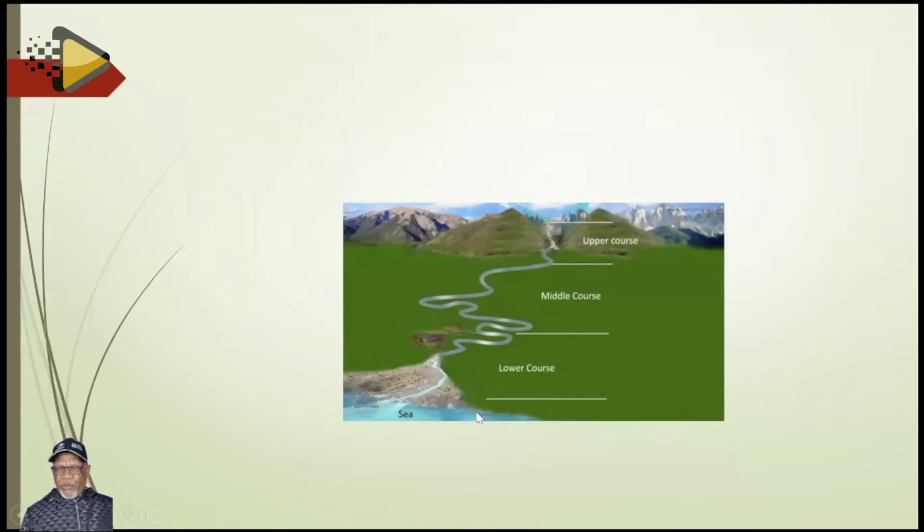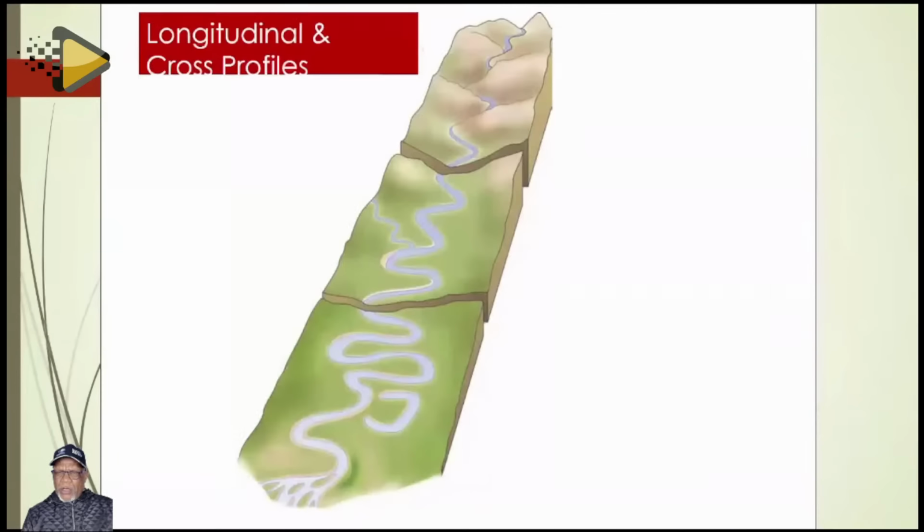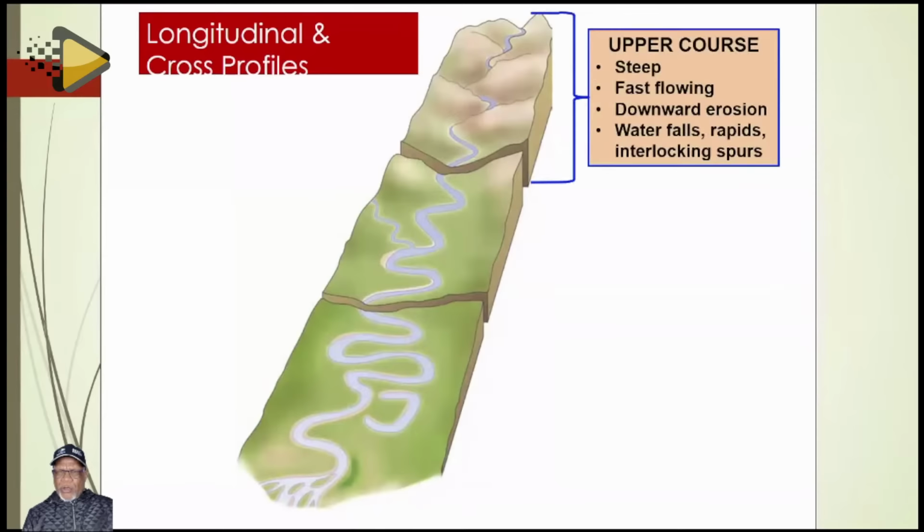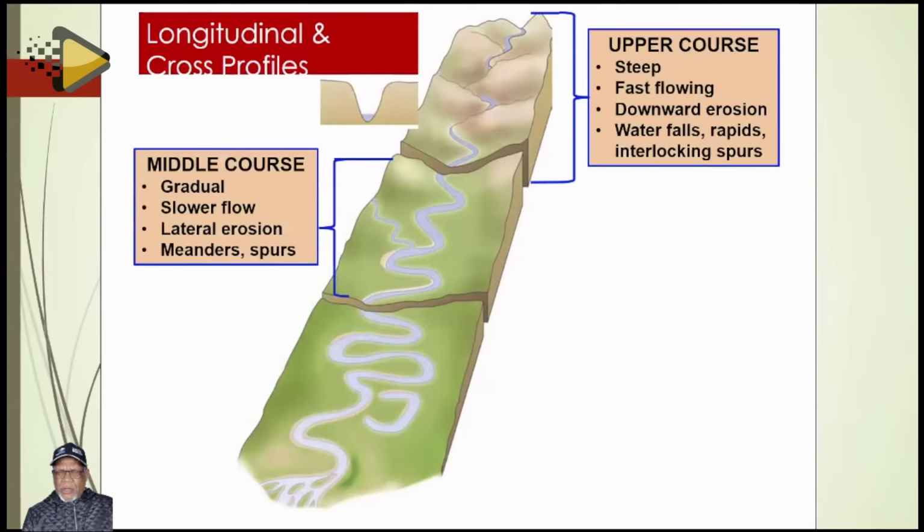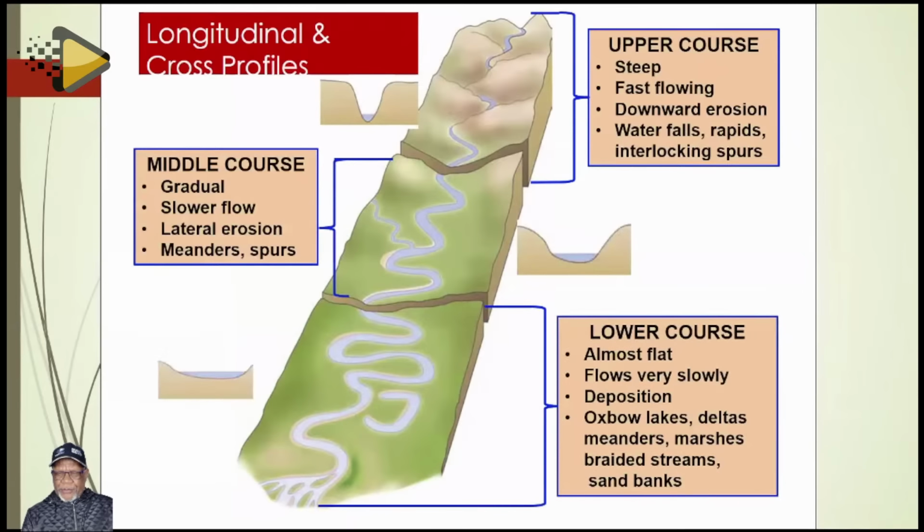Okay, now we are looking at the longitudinal profile of the river. What is a longitudinal profile of the river? It is the view of the river from where it starts, which is the source, to where it ends, which is the mouth. Now, when you're looking at the long profile of the river, it has the upper course, this is the middle course, and this is the lower course.